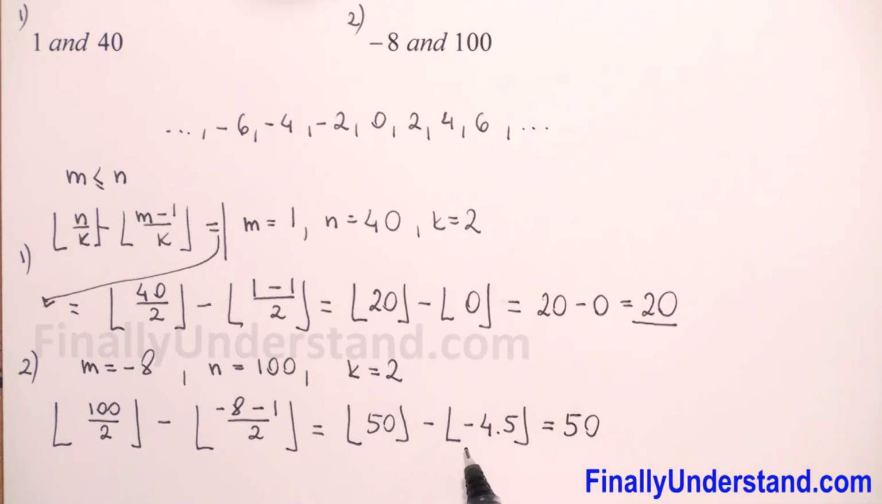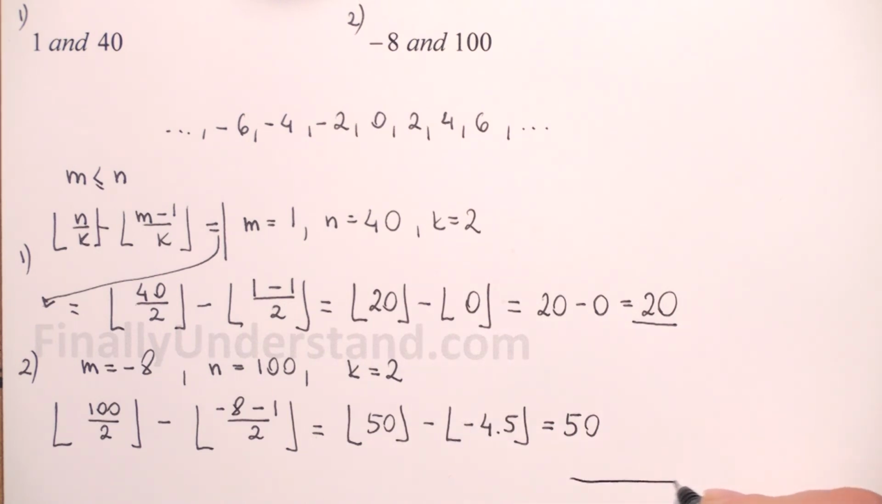And next we have floor of -4.5. This is not an integer, so we have to find the largest integer less than this number. We can always draw a number line. We have negative 4.5. This number is between the integers negative 5 and negative 4. And now we have to choose the largest integer less than this number. So it will be negative 5.